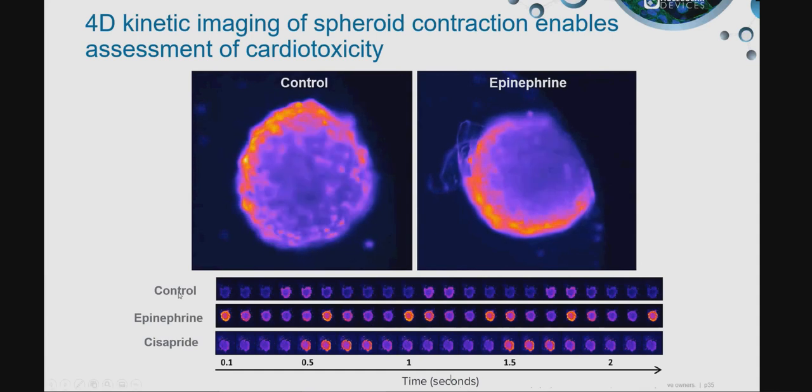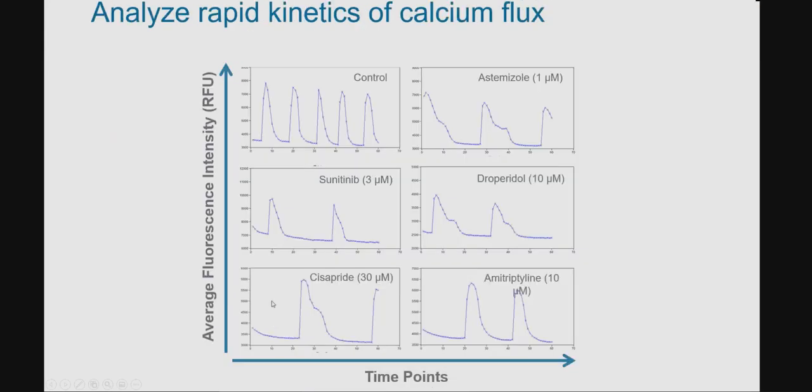the plate. So we see control, epinephrine, and cisapride, and as you can see, epinephrine is really speeding up the beat rate, so the intensity fluctuations, and cisapride is slowing it down. And you can look at this over time here, and we can then measure and quantitate, again, those beat profiles, the spacing, the amplitude, and so on.